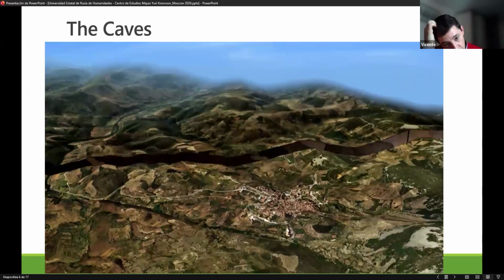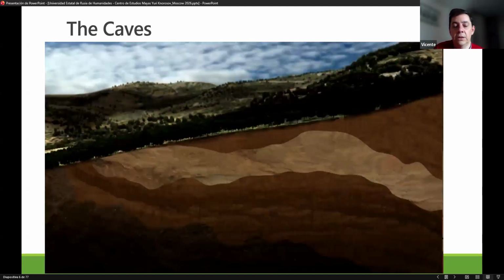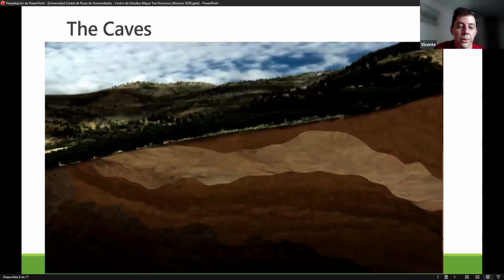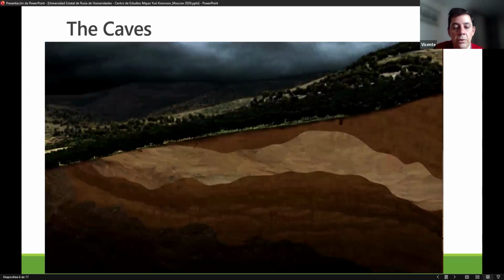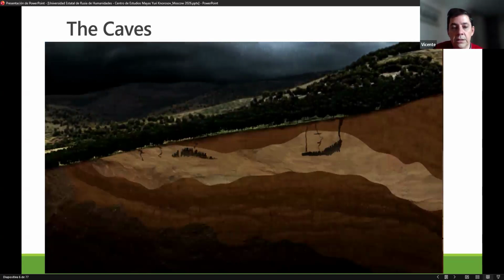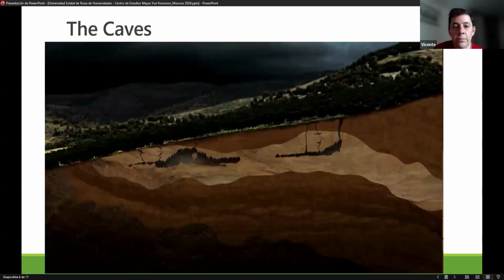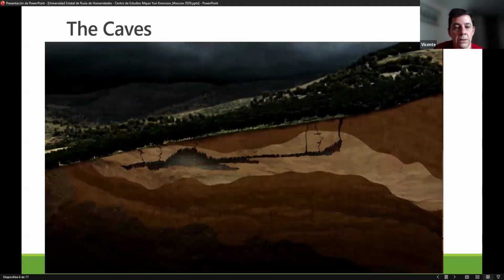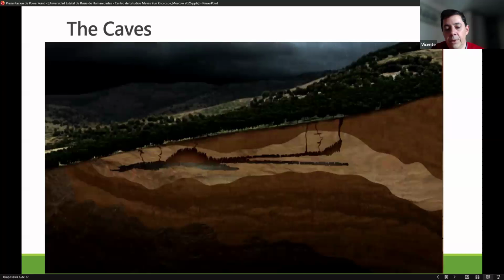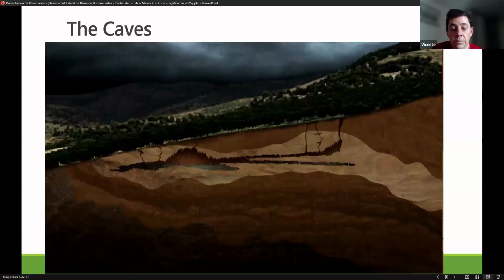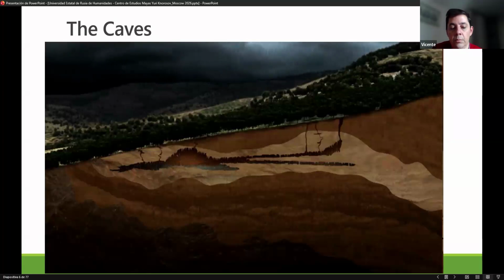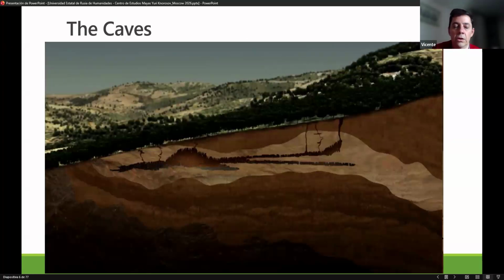But first of all, I would like to introduce caves. I don't know if you are used to working in caves, but basically a cave is a natural underground void large enough for human access, formed by geological processes such as dissolution, erosion, even tectonic activity, and characterized by a stable microenvironment that can preserve geological, biological, cultural records over a long period of time. So this is how a cave is formed.